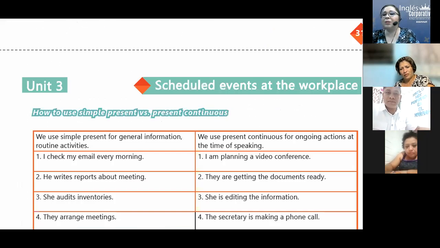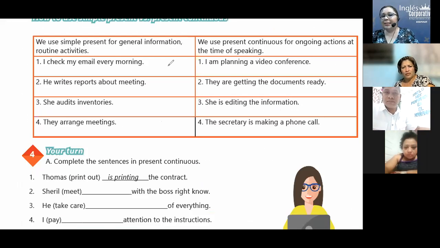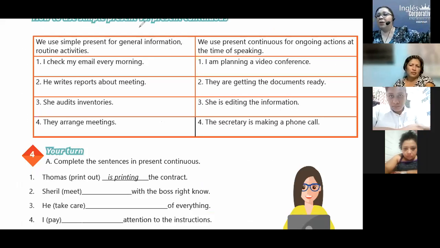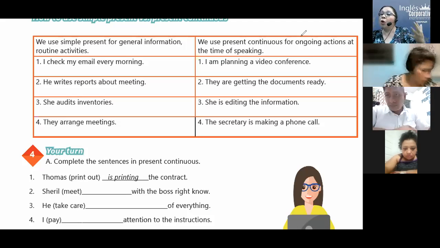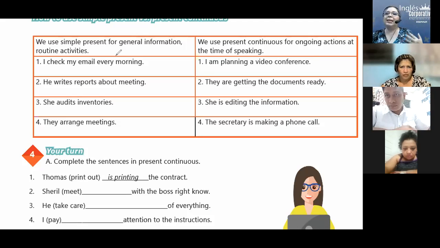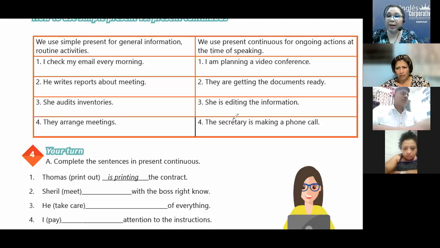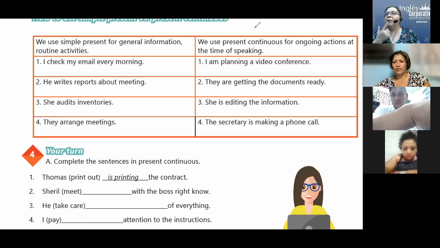So now we are going to see the difference. This is the difference between the use of the simple present for general information or routine activities. And also we are going to see the use of the present continuous for ongoing actions at the time of speaking, okay? So let's see here these examples and let's look at these other examples, okay? I will give you 30 seconds and please read this information. Okay, I want to see your lips moving.